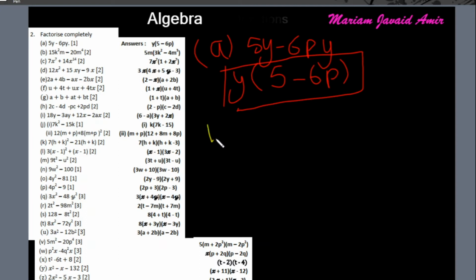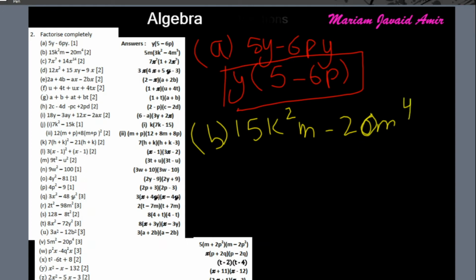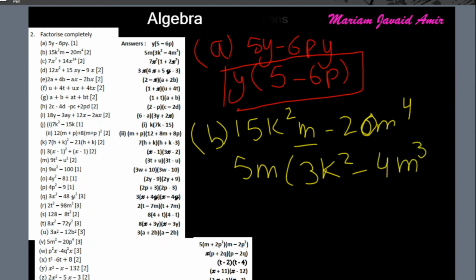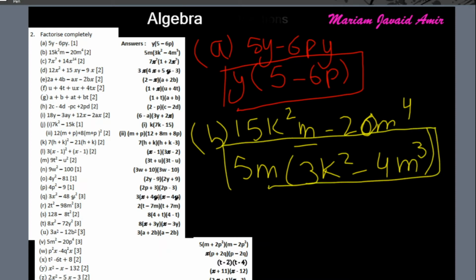For part B, 15k square m minus 20m 4. So 5 is common in both of these. We can divide both of these by 5. Then k and then m is common in both of these. We can take m common. So when we take 5m common from here, we are left with 15 divided by 5 is 3, and then k square, and then minus 20 divided by 5 is 4, and then m cube. Answer for part B.